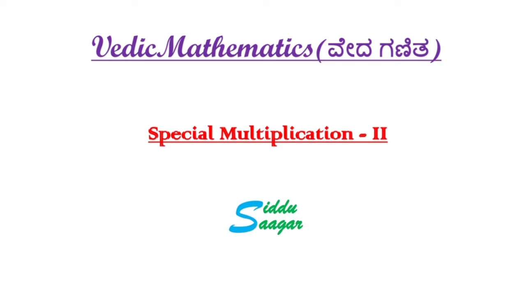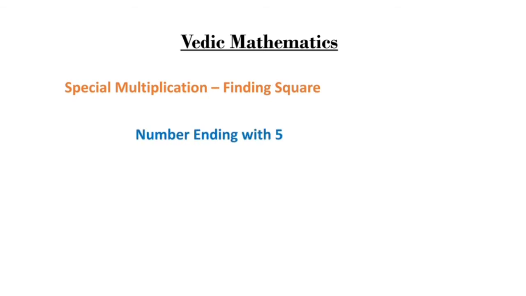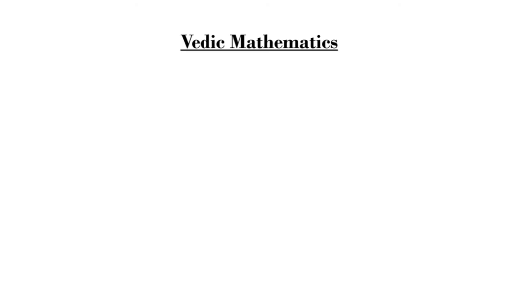Square is multiplying the number by itself. Squaring is the same as raising to the power 2 and is denoted by a superscript 2. Friends, the squaring types we are going to see here are: one is to find the square of a number when it ends with 5, and another one is to find the square of a number that is near to the base.